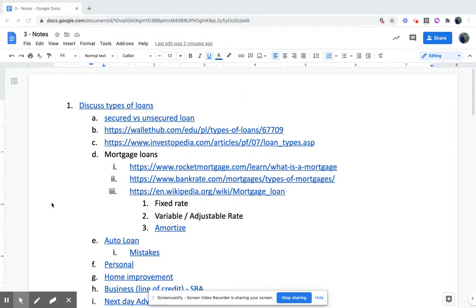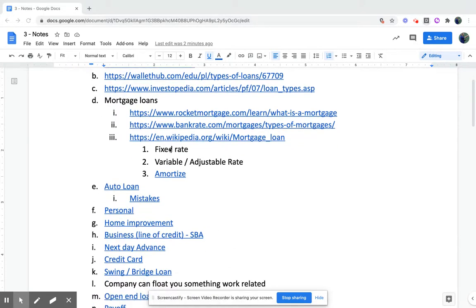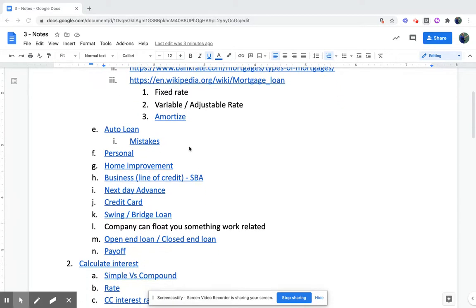Yesterday in one, we talked about our types of loans. We talked about secured versus unsecured. Secured meaning you have to have some essence of collateral to back it up. Unsecured, you don't have to worry about having that collateral. We talked about a lot of different types of loans. Talked about fixed rate and variable or adjustable rate, and some other terms that we've thrown around.